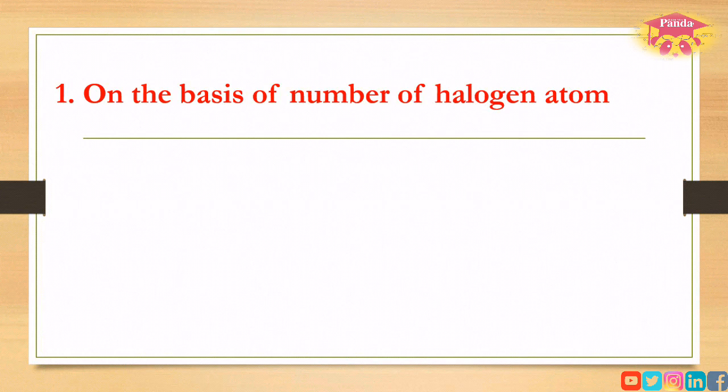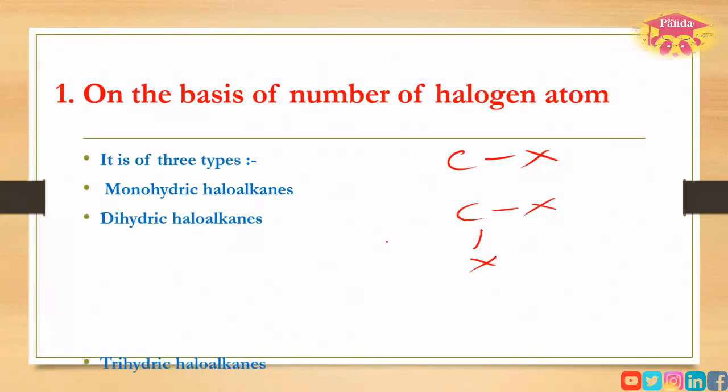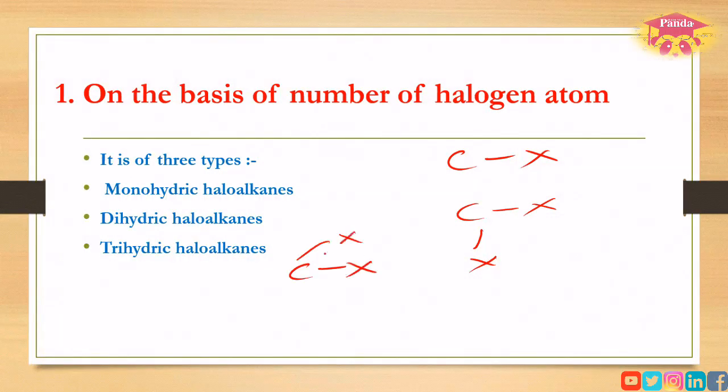It is of three types. First one is monohalogen compounds, which have only one halogen atom bonded to the carbon atom, C-X. Second one is dihalogen compounds, which have two halogen atoms bonded to the carbon atom. And the third one is trihalogen compounds, which have three halogen atoms bonded to the carbon atom. So on the basis of the number of halogen atoms, we can classify them into three parts: mono, di, and trihalogen compounds.